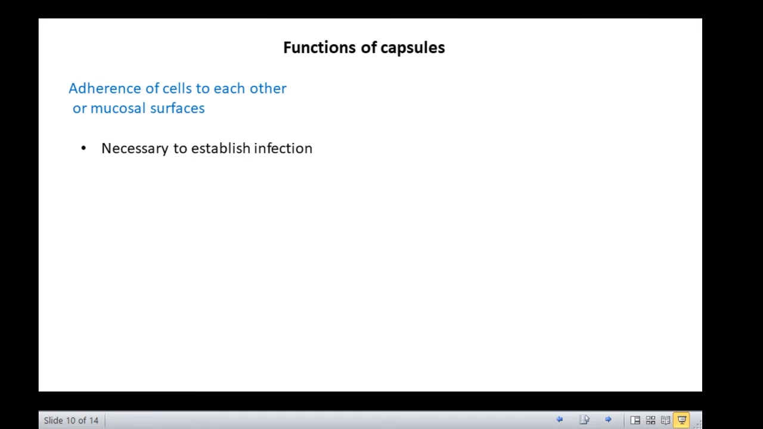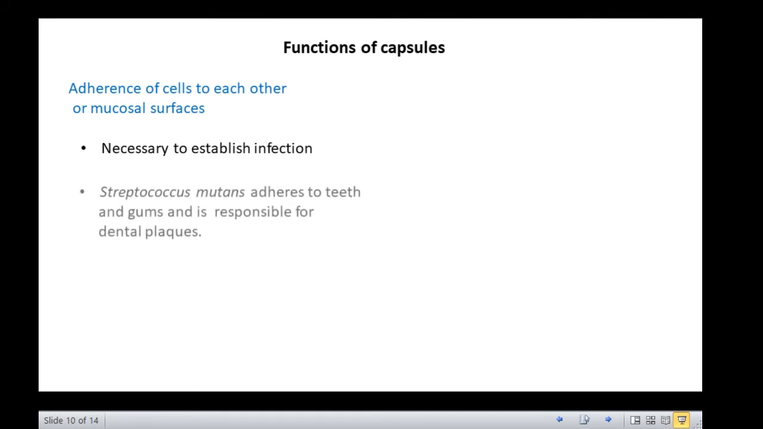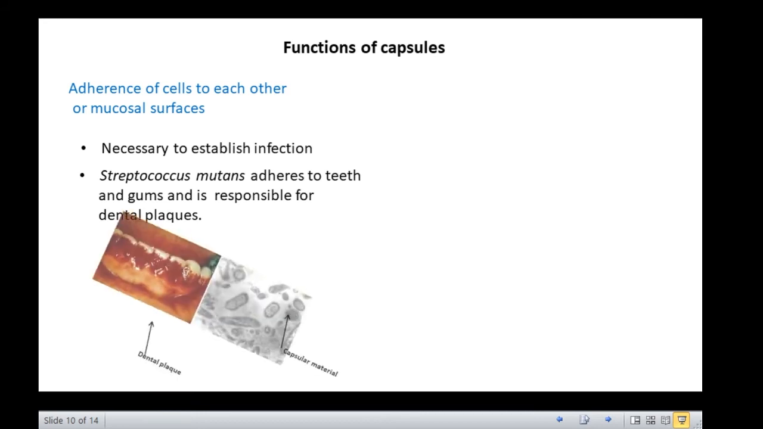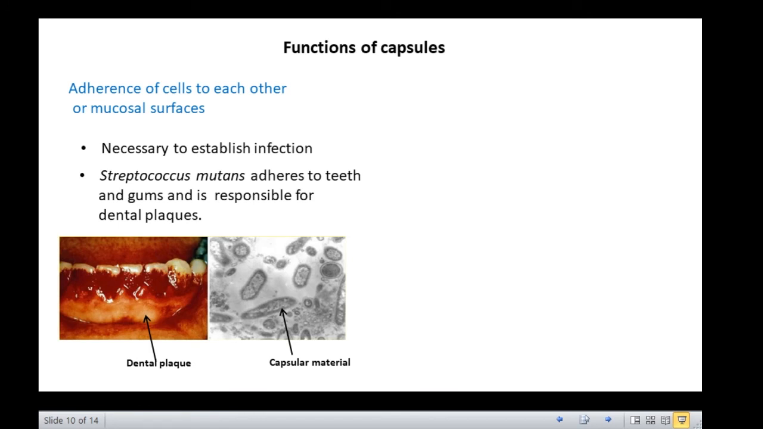A classic example is that of Streptococcus mutans, which adheres to teeth and gums and is responsible for dental plaques. This bacterium breaks down sucrose into glucose and fructose. It uses an enzyme called glucosyl transferase to convert the glucose to a sticky polysaccharide called dextran that forms its glycocalyx and allows it to adhere to the enamel and form a plaque.